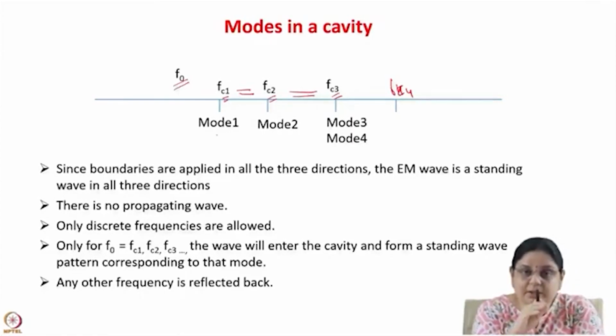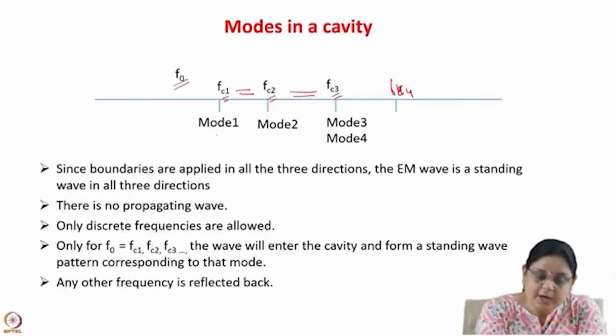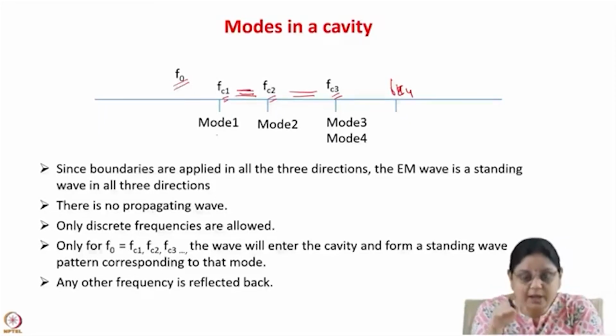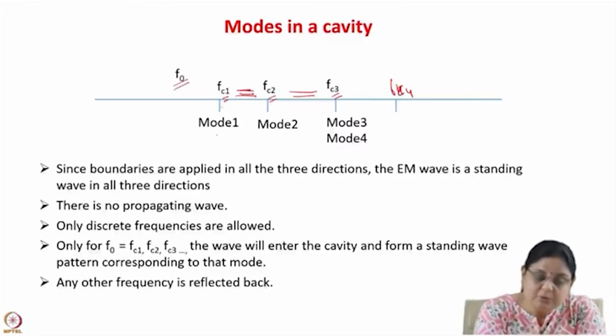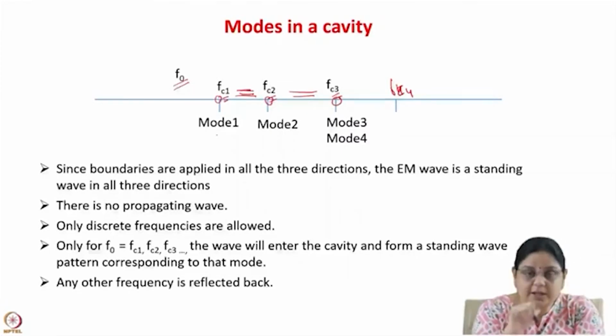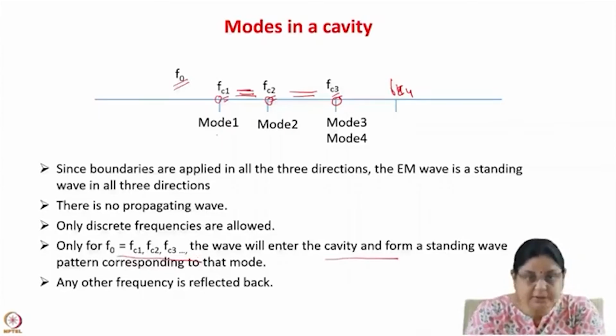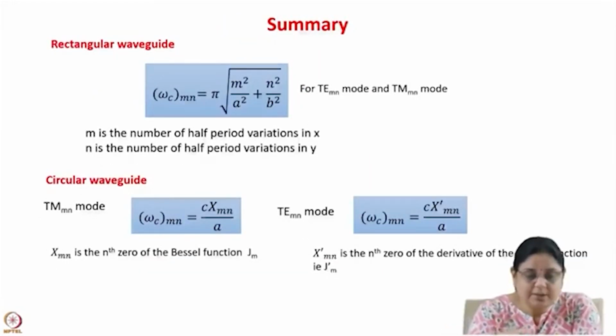is no propagation. In the case of a waveguide, if you had put in the wave in between the two frequencies, it would have adjusted the wavelength of propagation and would propagate inside the waveguide. But here, since it is forming a standing wave in all the three directions, only when you feed in power at these frequencies does the electromagnetic wave enter inside the cavity. At all other frequencies, it is reflected back. Only for these frequencies, the wave will enter the cavity and form a standing wave pattern corresponding to that mode.